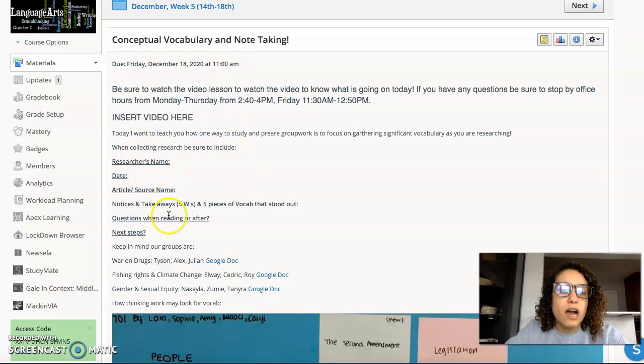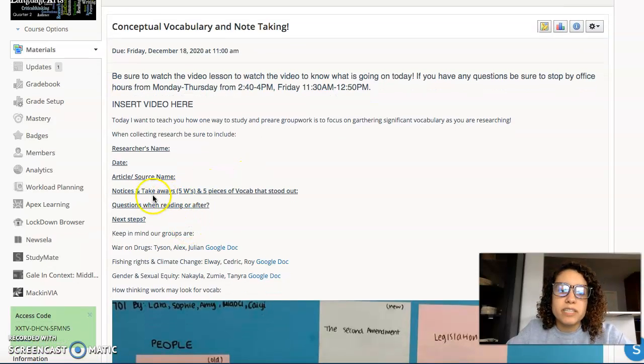Just like what we talked about yesterday, make sure you include your name in your Google Doc, the date, the article and the source name. So what article or resource are you using on Padlet? Don't just put Padlet. And then think about your big takeaways.